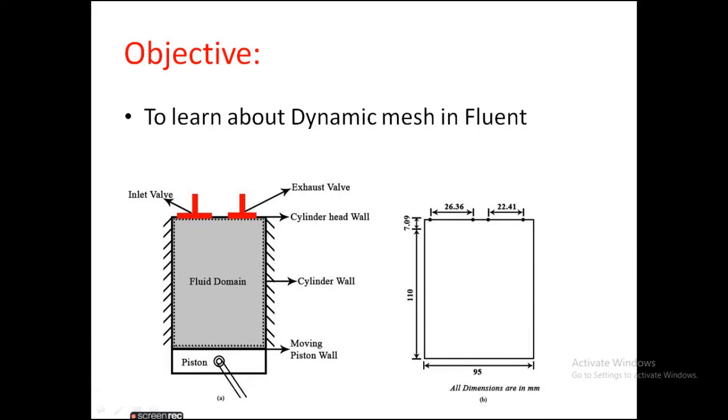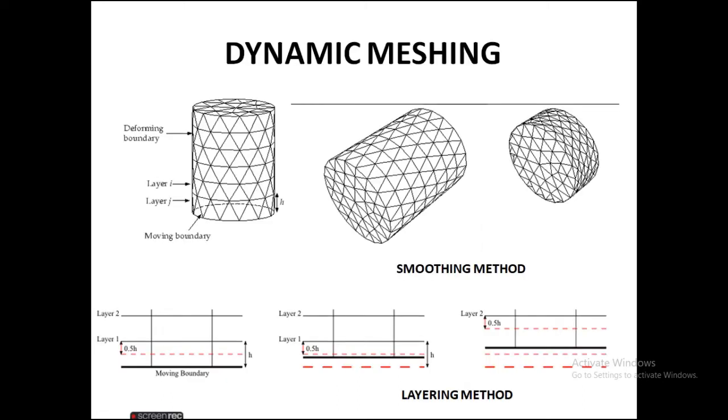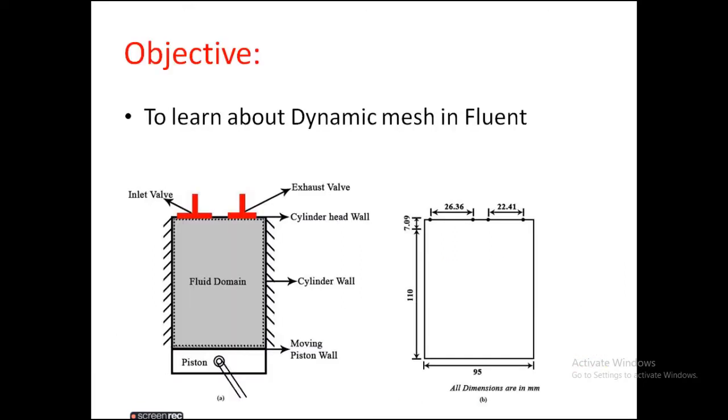Today we are going to learn about the dynamic mesh option which is available in ANSYS Fluent. To learn about this dynamic mesh, I have selected this piston cylinder geometry in which the piston is moving towards the top dead center. During this action, the cylinder wall will be deformed. This event we can incorporate via dynamic mesh through two different methods, that is smoothing and layering methods. So today I will show you how to use the smoothing and layering options in the dynamic mesh method. So let's start.